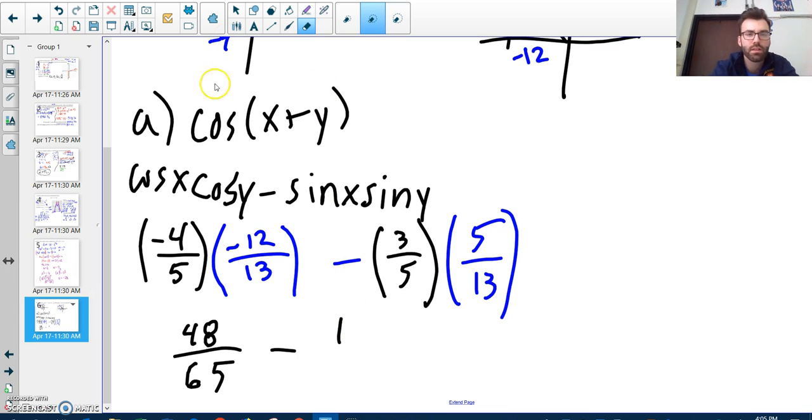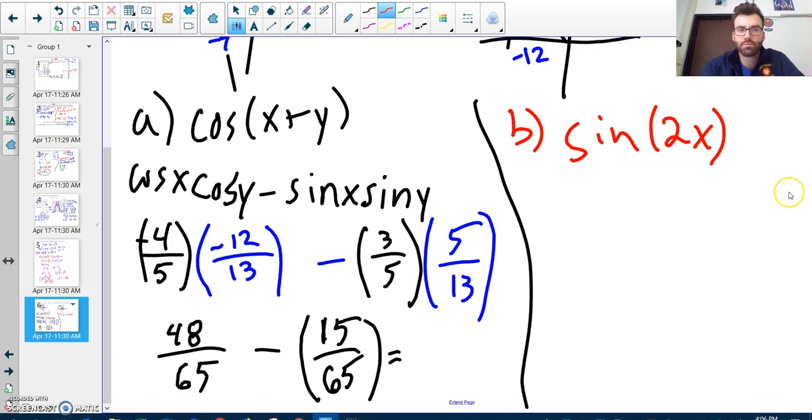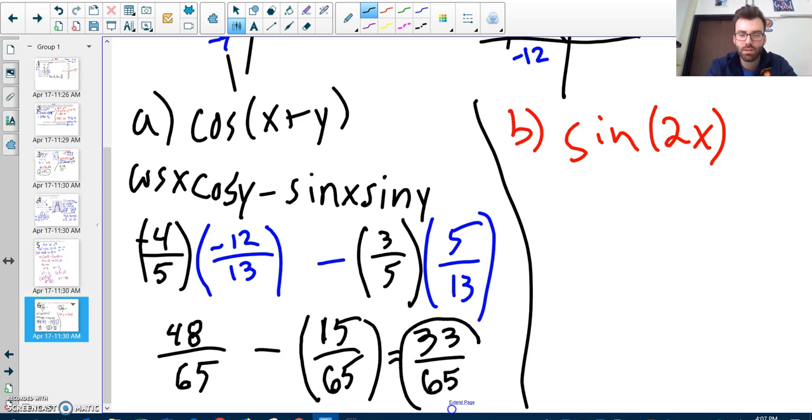All right. So anyway, sorry about that. So I have 15. 5 times 3 gives me 15. 5 times 13 gives me 65. Subtract. We have a common denominator. I do 48 minus 15, and I get 33 over 65. Now, always reduce if possible. We cannot reduce here, so I'm just going to leave it. Remember, the 65 does not change. It just is 65.